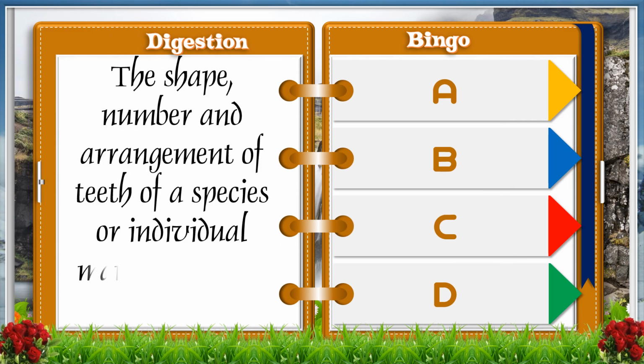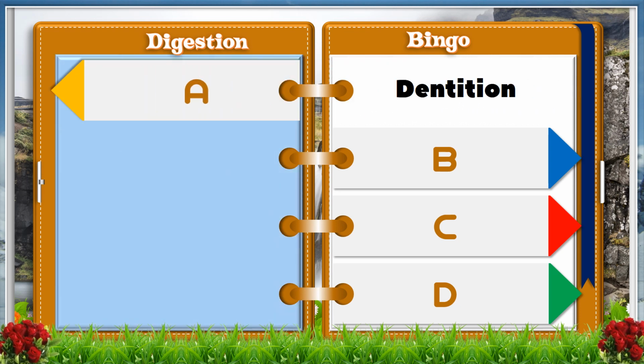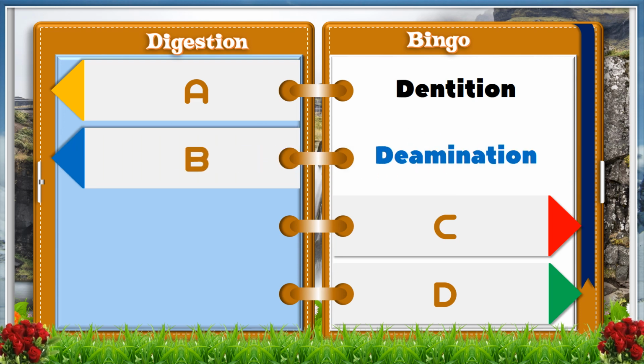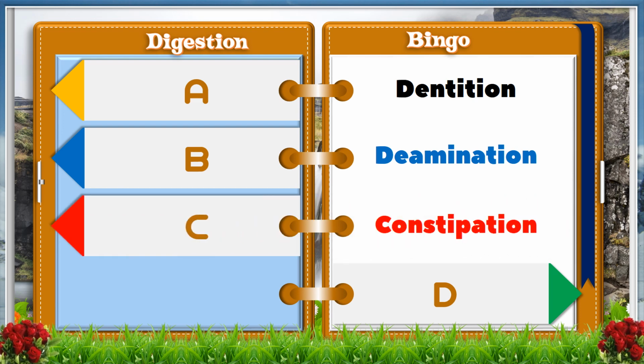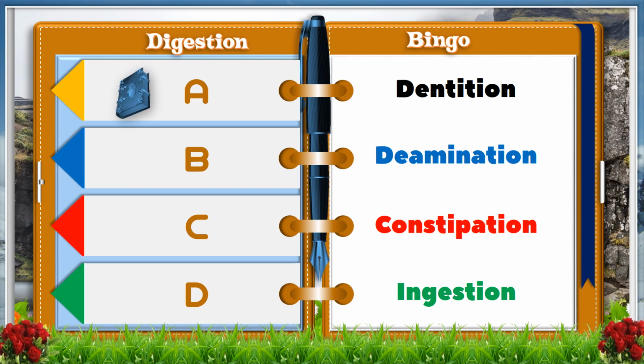The shape, number, and arrangement of teeth of a species or individual mammal varies with diet. A. Dentition. B. Deamination. C. Constipation. D. Ingestion. And the answer is A. Dentition.